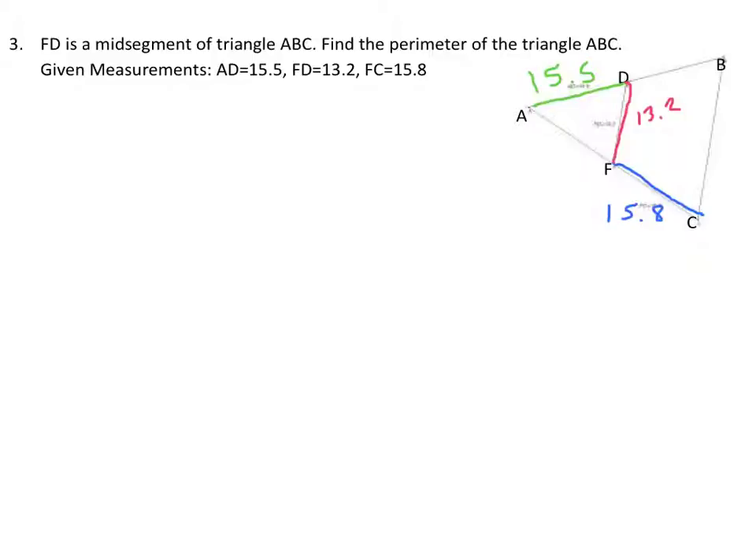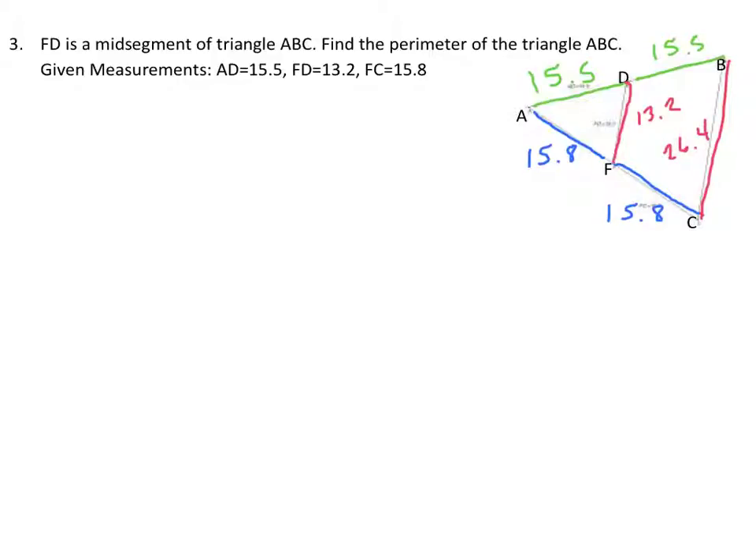Alright, so to find the perimeter, let's say we know that since this is a mid-segment, that AF is going to be the same length as FC. So this right here is also 15.8. And then this right here is also 15.5. And then this base is going to be twice as long as the mid-segment. So that will be 26.4.